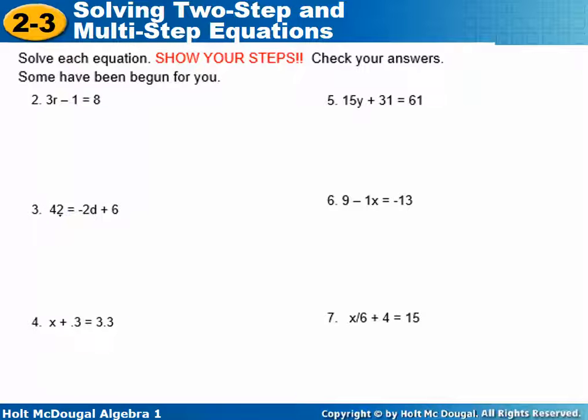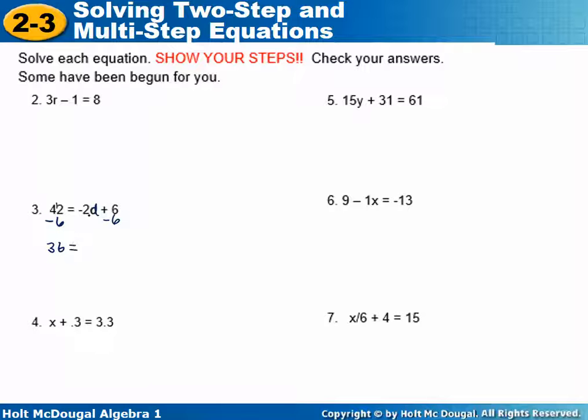So number 3 says 42 equals negative 2 times d plus 6. Our variable is d. D is being multiplied by negative 2, and 6 is being added to it. So we have to think to ourselves, how do I undo the plus 6? And the answer is to subtract 6. So we subtract 6 from the 6, of course, and then you go to the other side of the equal sign and subtract 6. You find the number over there, which is 42, and we subtract 6. So now we have 42 minus 6, which is 36.